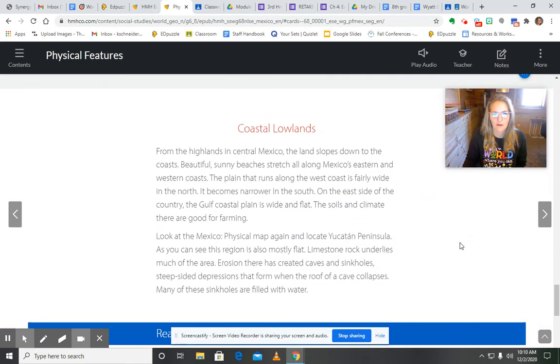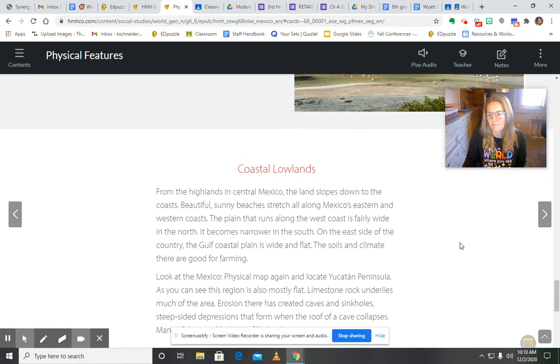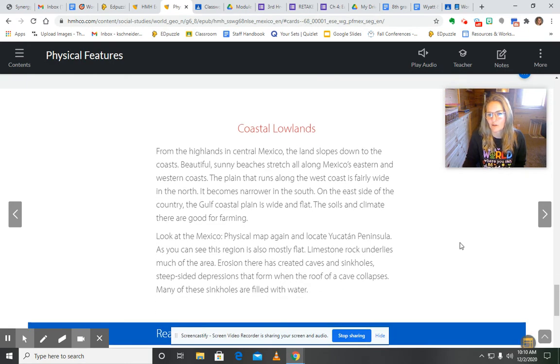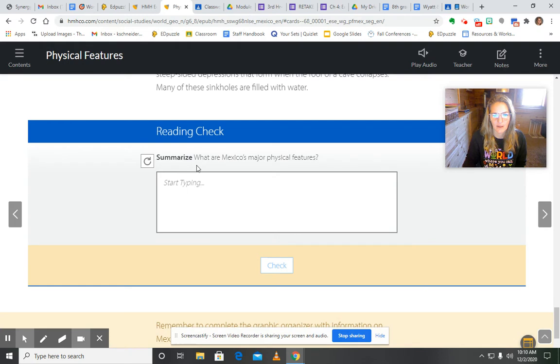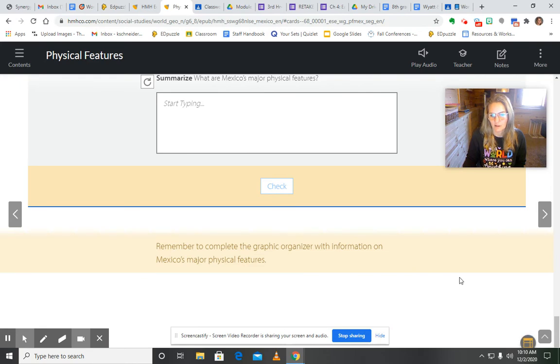Okay, so remember to be filling in the graphic organizer. And I'm going to have you continue to read. I want you to read Coastal Lowlands and then answer this question. What are Mexico's major physical features? Fill it in, and then fill in your graphic organizer.